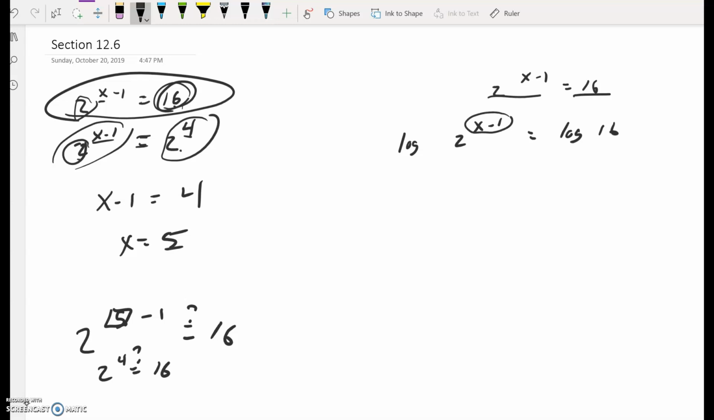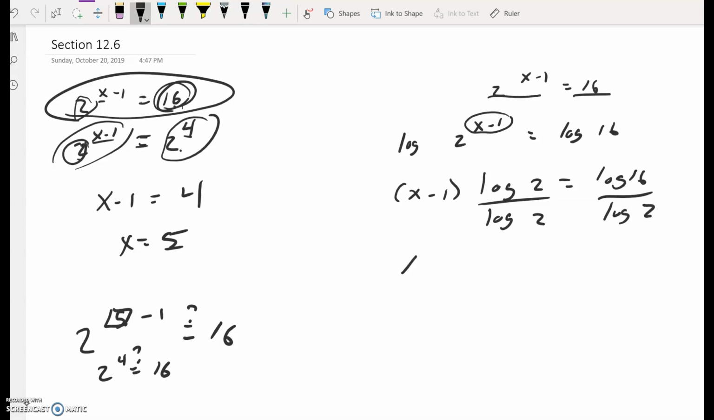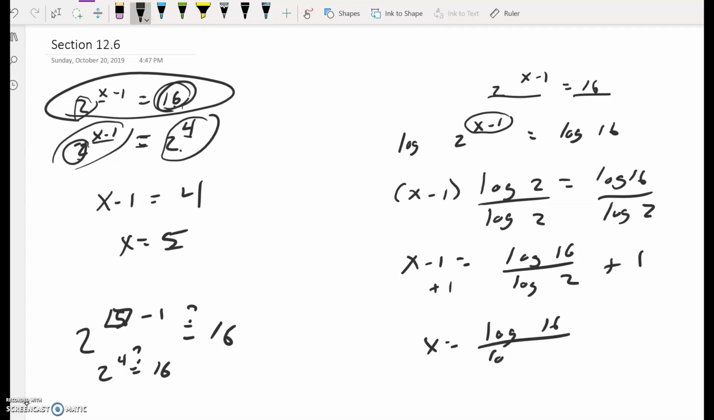Now this exponent can come down in front and be multiplied. That was one of our properties. And then we can divide both sides by the log base 10 of 2. And we're getting x minus 1 equals the log base 10 of 16 divided by the log base 10 of 2. And we could add 1 to both sides and get x equals the log base 10 of 16 divided by the log base 10 of 2, plus 1.